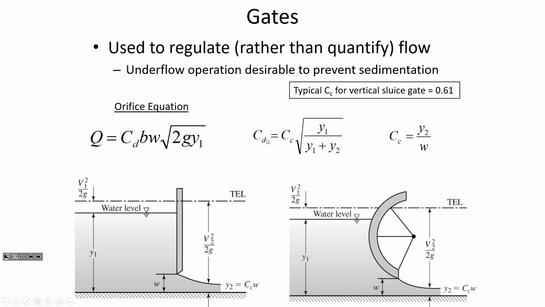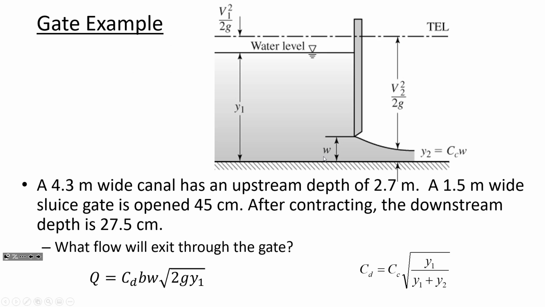You can calculate the coefficient of discharge here by the ratio of the upstream and the downstream depths. And since we're out of time, we're not going to be able to go through this example. We'll pick up on Friday with this first gate example. We'll do both of the gate examples on Friday.